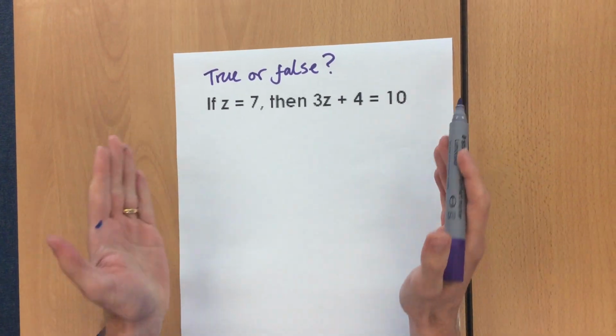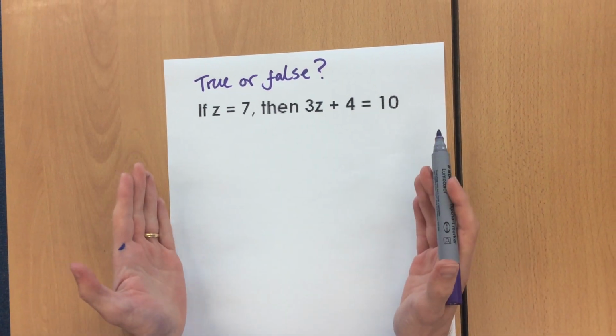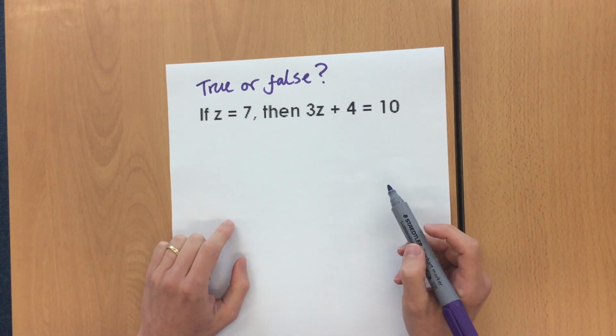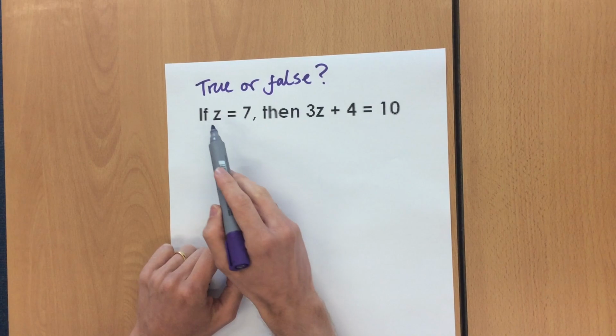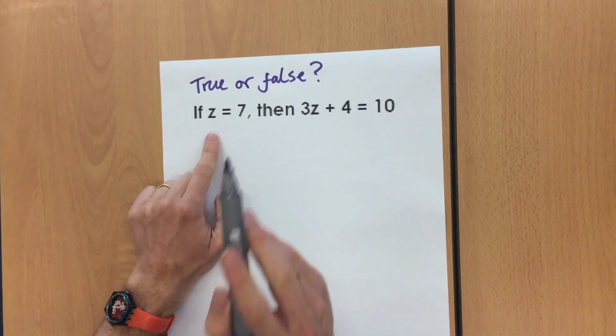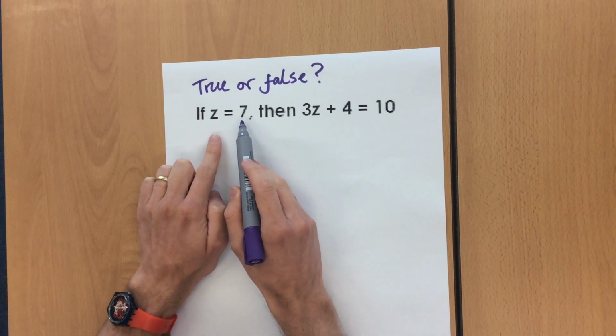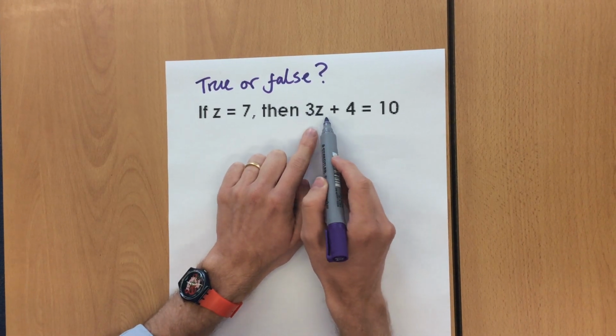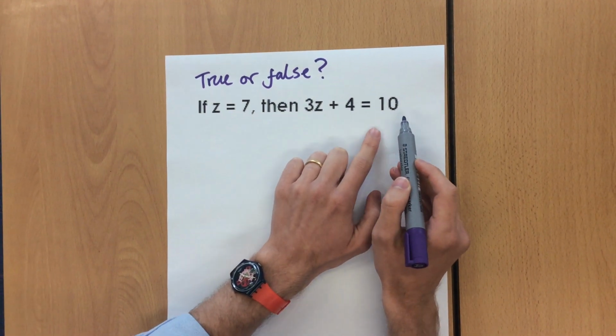Now for today's how-to guide to help with your maths lesson, to solve two-step equations, okay? Now then, we have a true or false question here, and I love questions like this because it means we get to do a bit of investigation. It says true or false: if z equals 7, then 3z plus 4 equals 10.